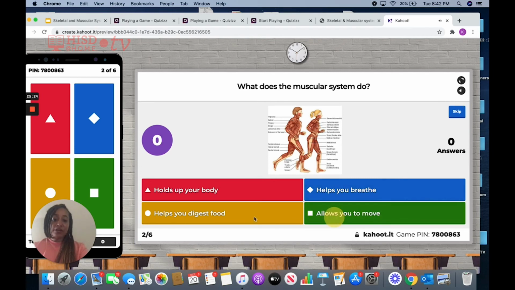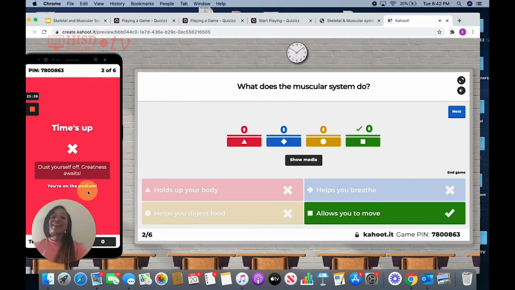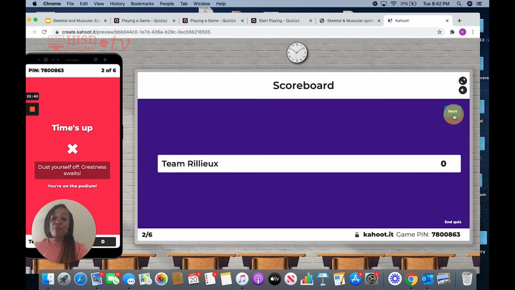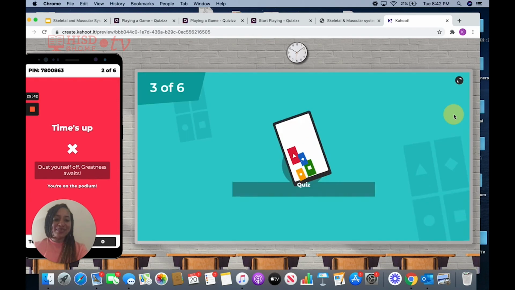Allow to move, are you sure? Yeah. We are correct again, but the time is really fast, and so I missed it, but we are correct. The muscular system allows you to move. All right, I promise I'm going to be on time.